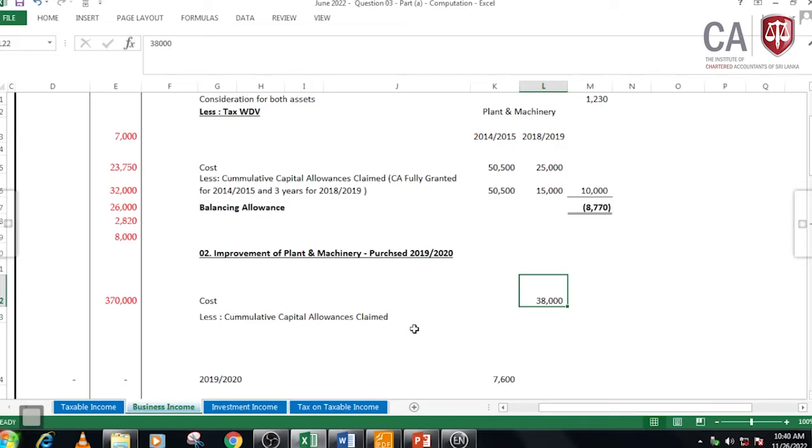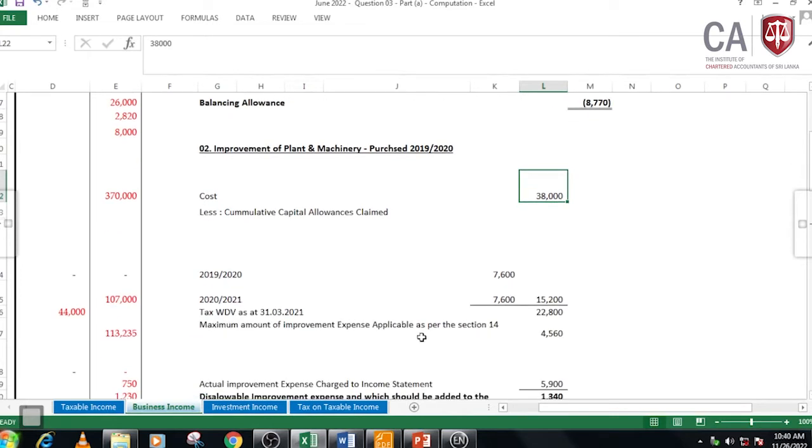It's the 31st March 2021 or 1st April 2021 balance. This is the cost, and it was purchased in 2019-20, then 2021. Okay. Then the tax written down value as at 31st March 2021 is 22,800. This is 38,000 and this is the capital allowances claimed up to last year. Then here we go, it is 22,800.